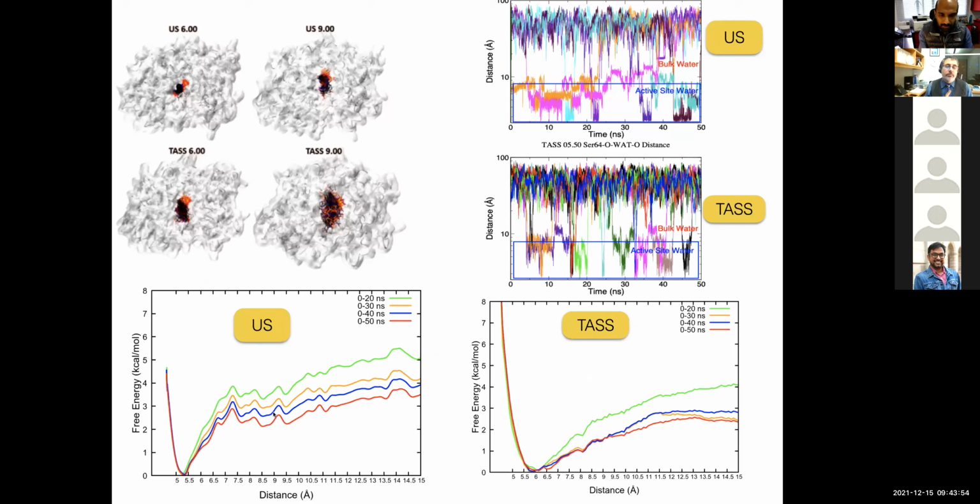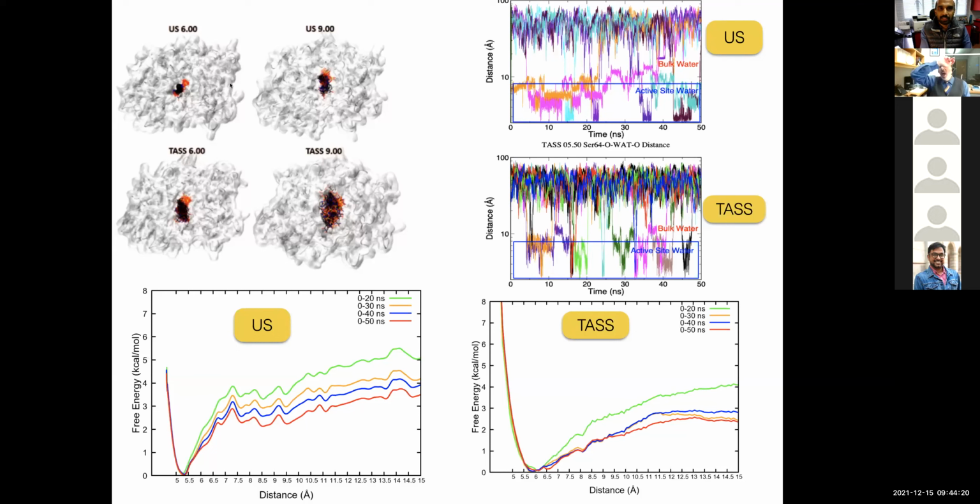Okay, so if you do a typical umbrella sampling simulation, you see that the convergence is very, very slow. You go for 50 nanoseconds, you are not very sure what's going on, right? Because you see that it keeps dipping and nothing is really converging. Okay, but you can see in TAS simulations, when you do TAS simulations, it converges very quickly. Okay, and not only that, you can look at the conformations, right? I mean, it's very exhaustive.